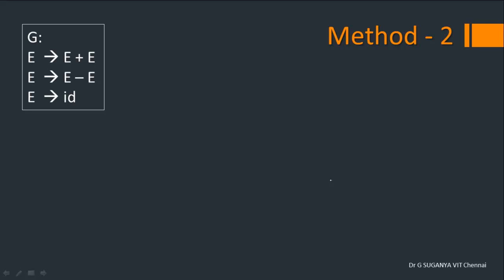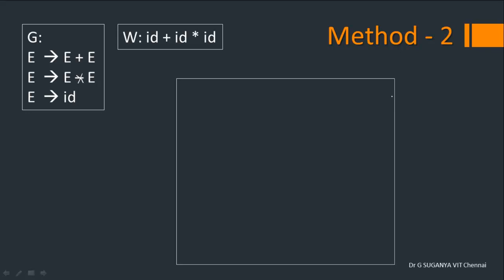Let us consider the same grammar and the same word. This method is again a top-down approach, but a graphical approach. Now we have to start with the start symbol. You just have to use any of the productions to arrive at the word.